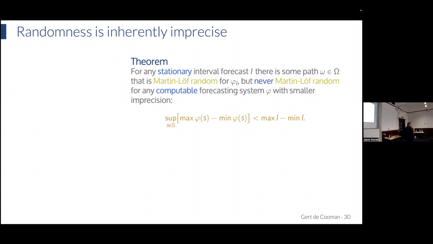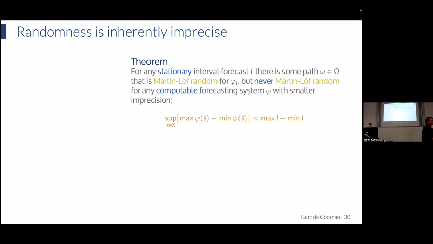That, I think, tells you that this imprecise randomness is important, because it's not always reducible to precise things. There are sequences out there that are not random for anything that is computable with a smaller imprecision. So anything for which the difference between the top value of the interval and the bottom value in the interval, taking the supremum over that in any situation, is strictly smaller than the imprecision that we've given in the interval.